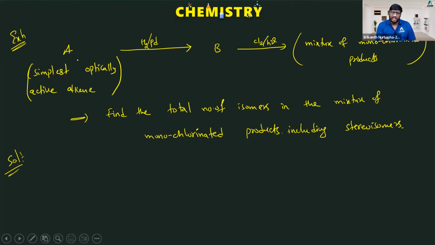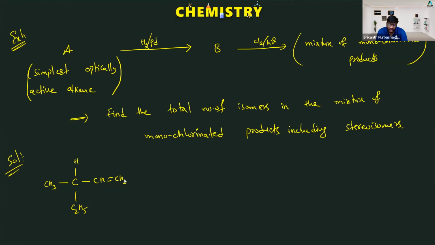Simplest optically active means that compound should be having only one chiral carbon. Can I say like that or not? Only one chiral carbon should be there. And to call that particular carbon a chiral carbon, all the four groups should be different groups. What are the four different groups which you can have? One can be hydrogen, because they are talking about simplest. Other can be methyl. Other can be ethyl. And since it has to be an alkene, I have to consider the other as CH=CH2. Can I say this is my A or not?